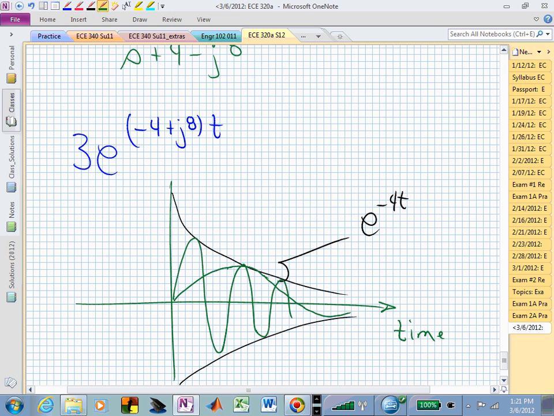Or you could do just the opposite. You could keep the same oscillating frequency. Now it's just the decay rate that might change if you move further or closer to the imaginary axis. And that's what I want you to start getting a feel for right now. Is that okay?